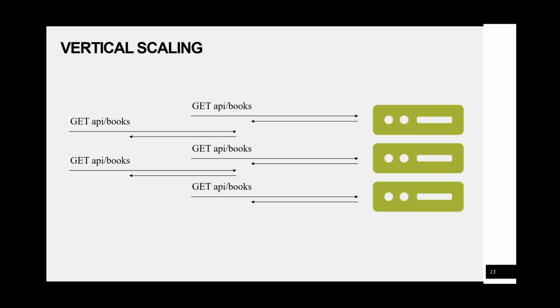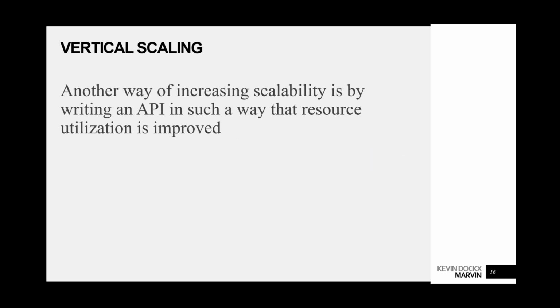And this is where it becomes interesting, because this is what we can use async and await, or async code, for. What we actually want to do is increase the vertical scalability at the level of one server. So instead of having to add additional memory, a better hard drive, or a CPU, we as developers can have an effect on this. We can write our code in such a way that resource utilization is improved.